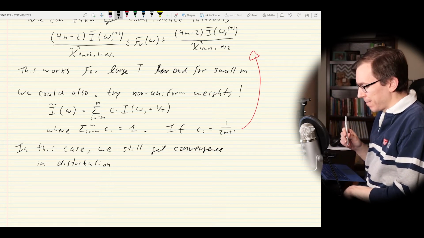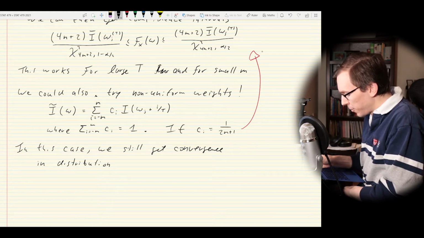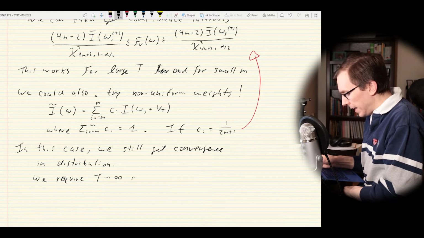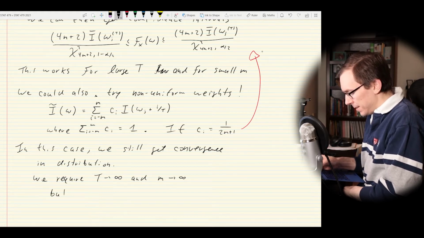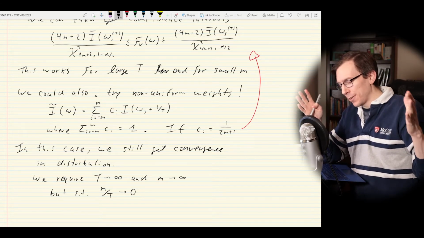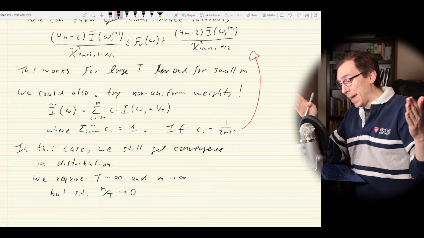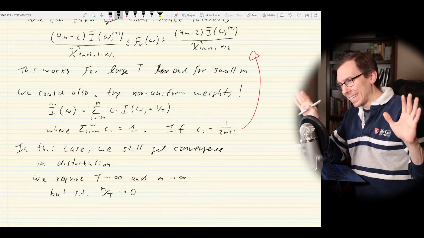Anyway, we do require, I'll write that down in a second, a couple things to get this convergence. We require, of course, t going to infinity, and we can take m to infinity as well, but such that m divided by t goes to 0. So what does that mean? Well, that means that the width of our band, I guess our bandwidth, can, but not exactly the bandwidth.